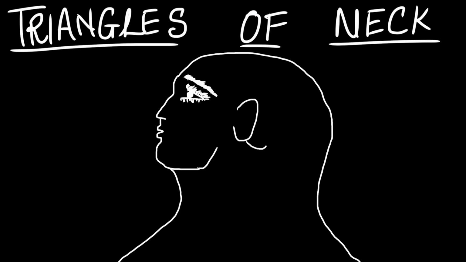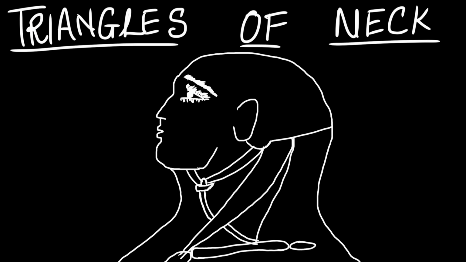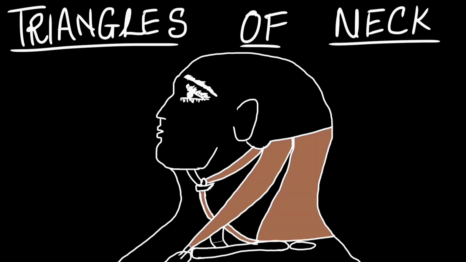A. Submental, B. Digastric, C. Carotid, and D. Muscular. The submental is a median triangle. It is bounded as follows. On each side, there is the anterior belly of the digastric, and the base is the body of the hyoid bone. Its apex lies at the chin. The floor of the triangle is formed by the right and left mylohyoid.